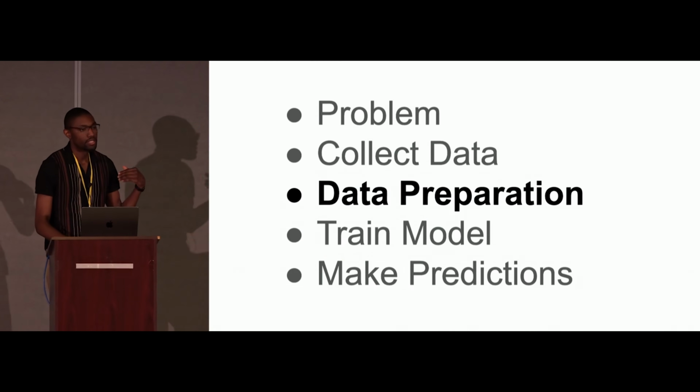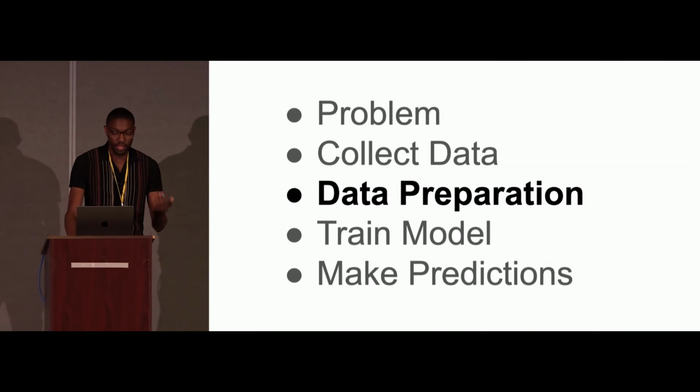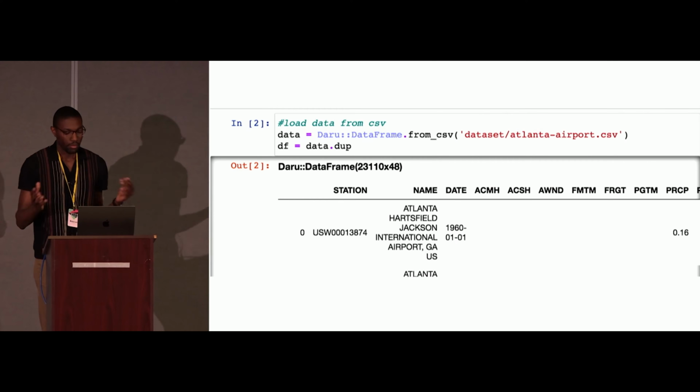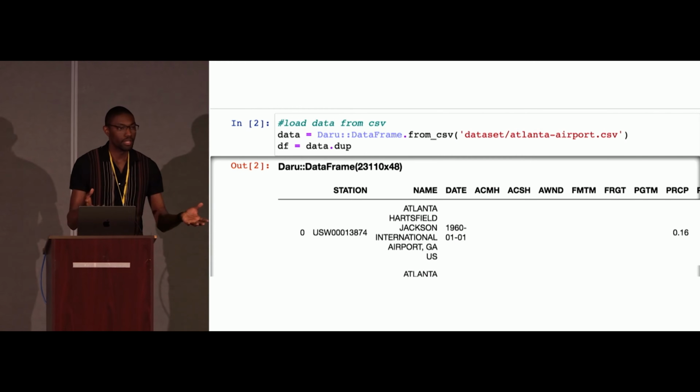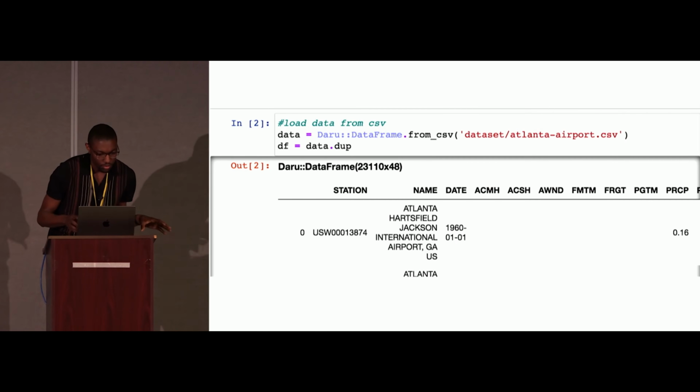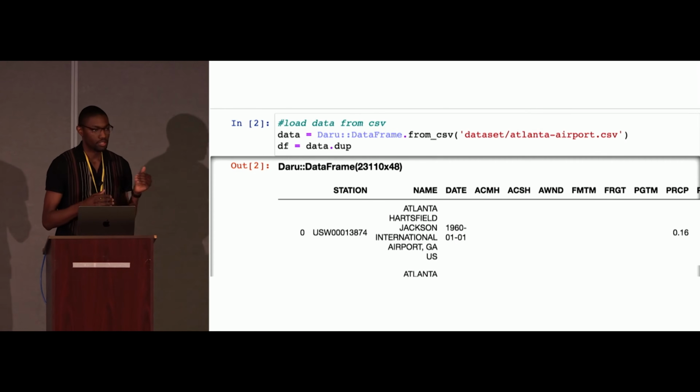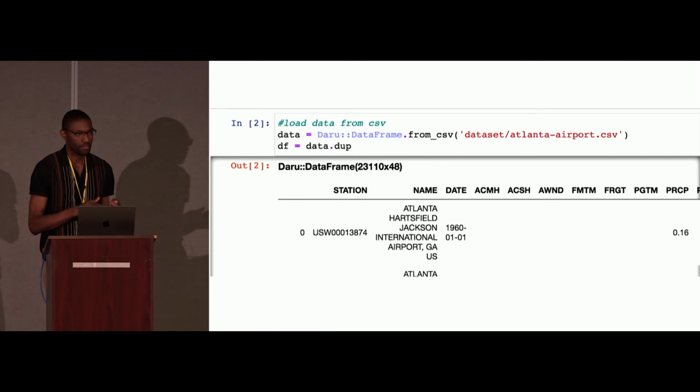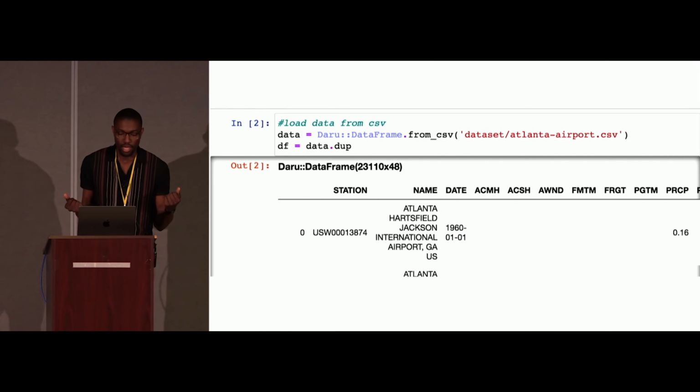The next step is data preparation. So now that we have our data, we're going to prepare it, and we're going to import that data into our Jupyter notebook. And then we're going to note the rows and the columns. We'll see that there's about 20,000 rows, and there's like 48 columns there.